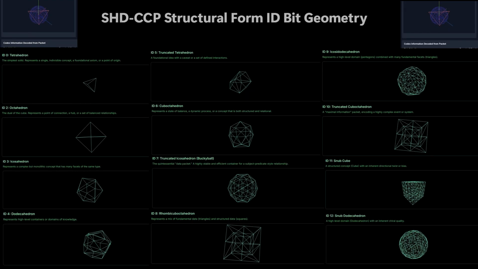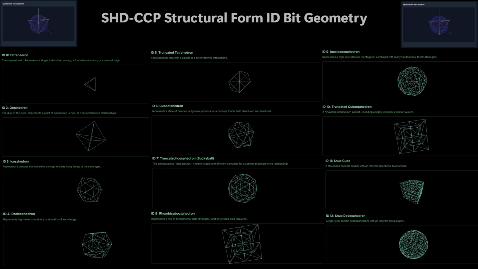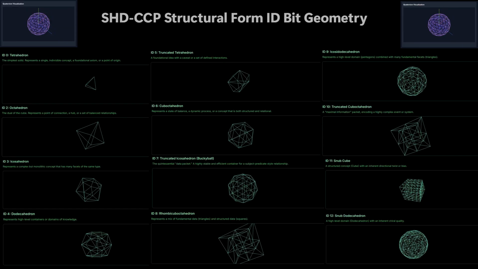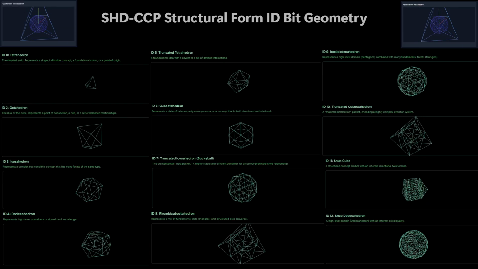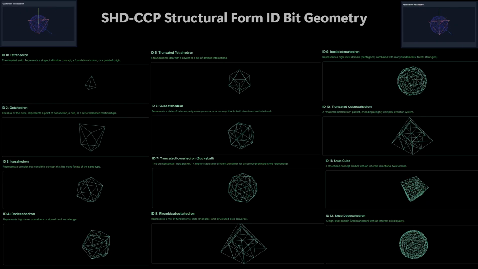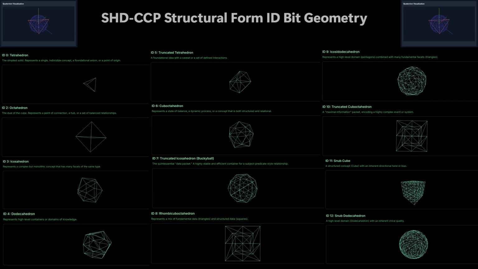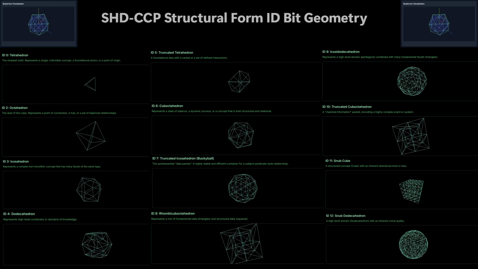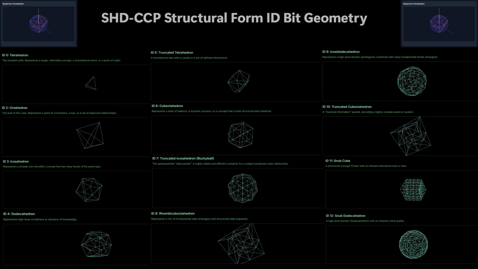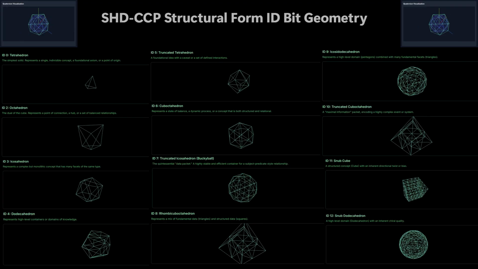These 13 core geometries are the default SHD-CCP structural formID template, leaving room for 3 more spots that can represent custom logic or custom geometries. Or you can reinvent your own, since the SHD-CCP packet is a universal symbolic language representation.